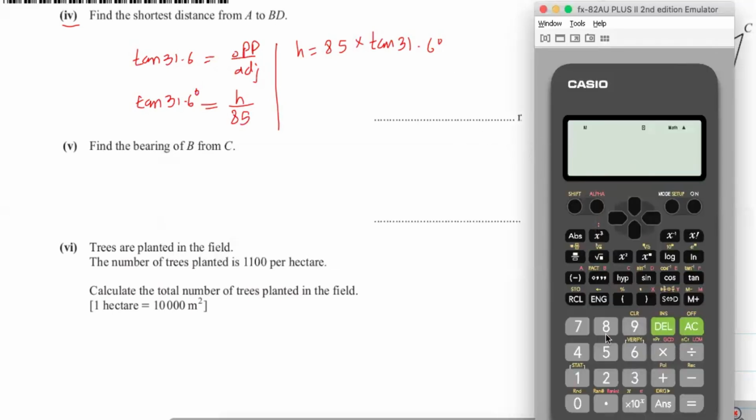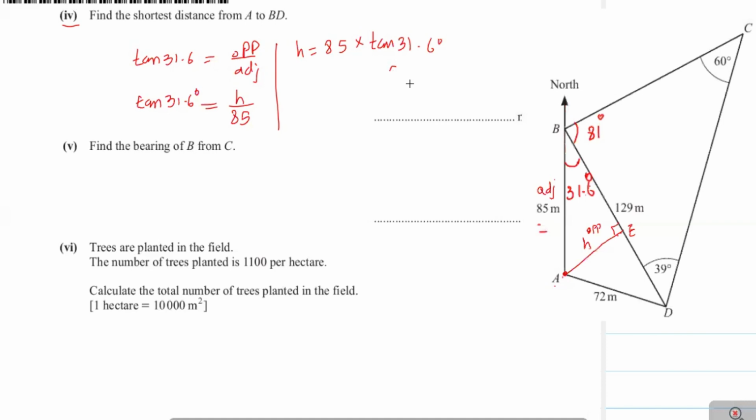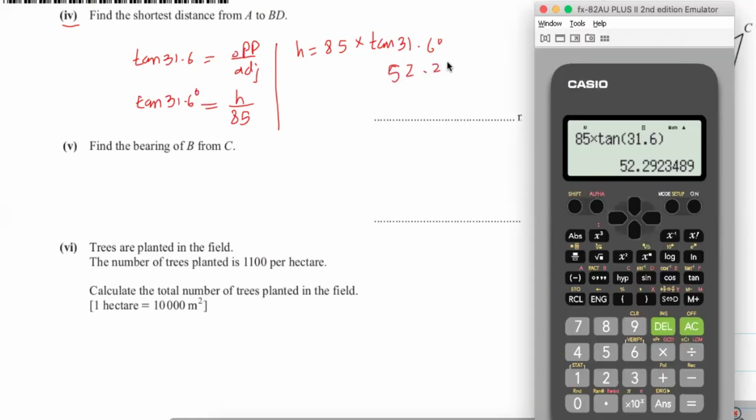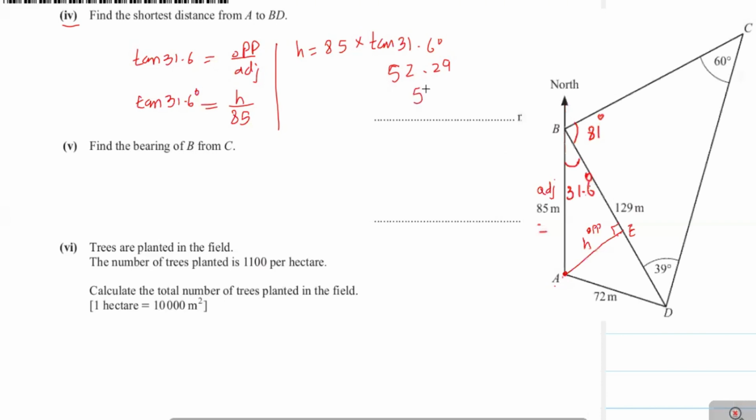This is 85 multiplied by tan 31.6, and this is 52.29. We write 52.29, and in 3 significant figures this will be equal to 52.3 meters, which is the shortest distance, and we write the answer here.